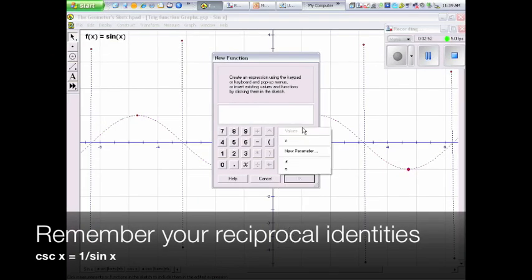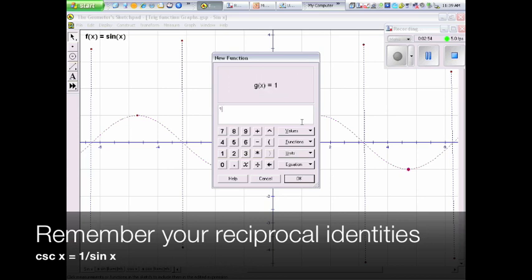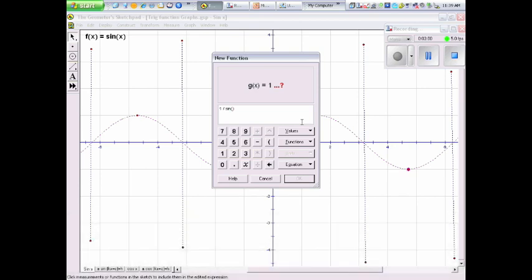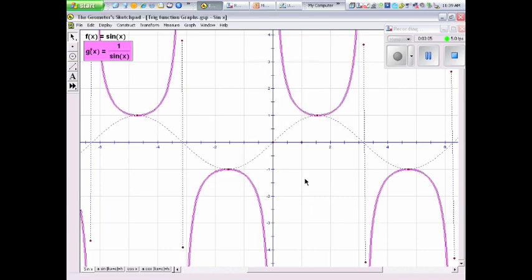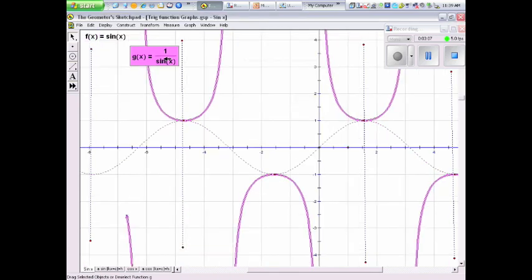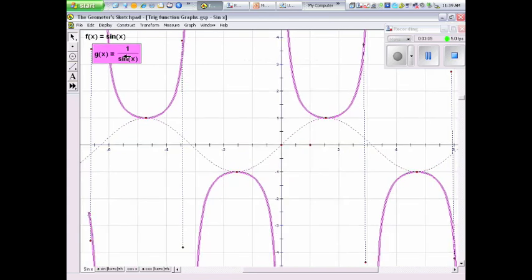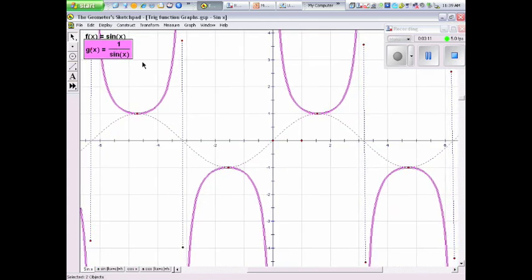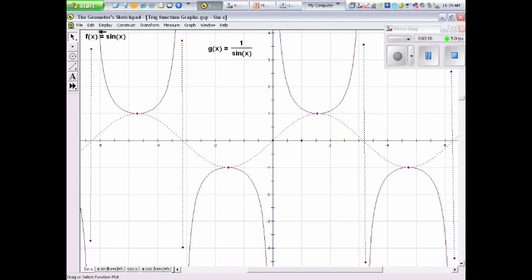So what we're going to do is graph it the old-fashioned way: 1 divided by sine of x. And I'll click OK. And you can see as the graph, the parabolas that we just drew stay in between our asymptotes, and they go through that point.